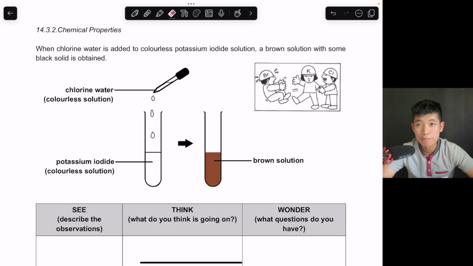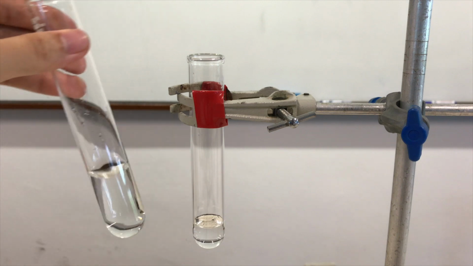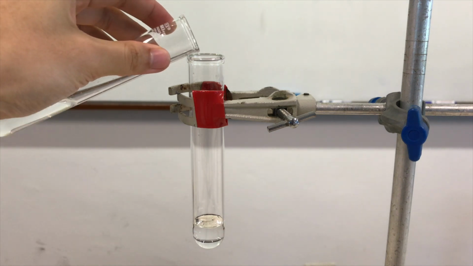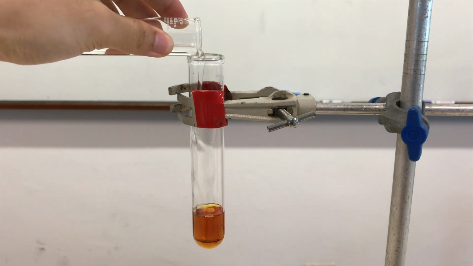Let's talk about the chemical properties of your group 17 elements. Let's watch this video when chlorine water, which is a solution of chlorine dissolved in water, is added to aqueous potassium iodide. If you recall, potassium iodide being a halide, the solution is colorless. Okay, and the solution of chlorine is also colorless. So refer to the table again for the respective colors. You notice that when chlorine is added, the colorless solution turns brown.